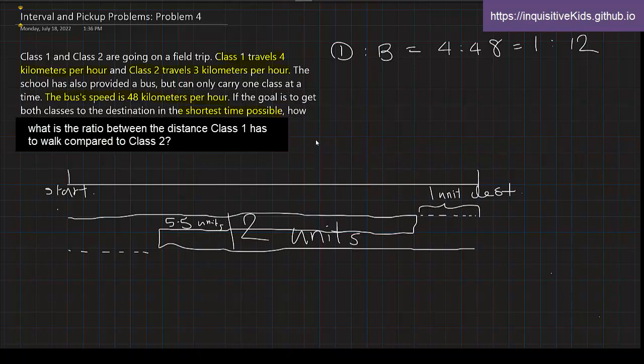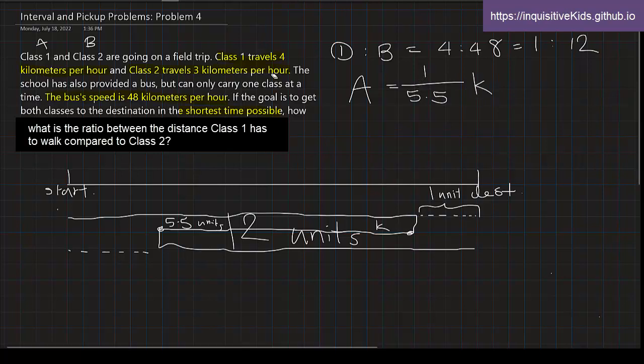So I'll set Class 1 as A and Class 2 as B. The amount that A traveled by itself is equal to 1 over 5.5 of this middle section right here. For the middle section, from here to here, I'll call that K. So A is 1 over 5.5 of K.